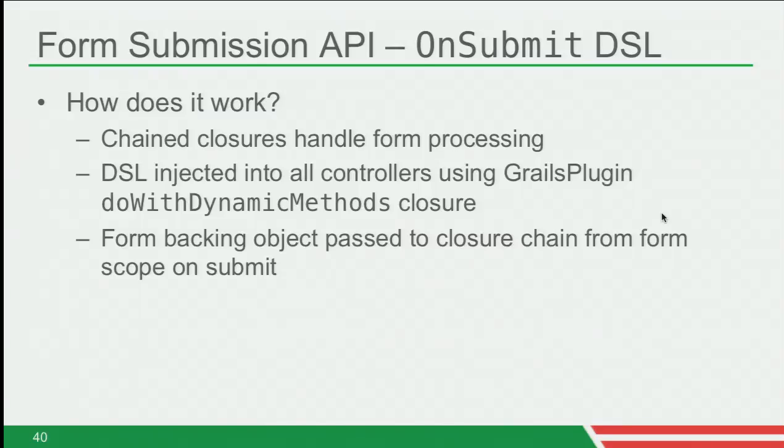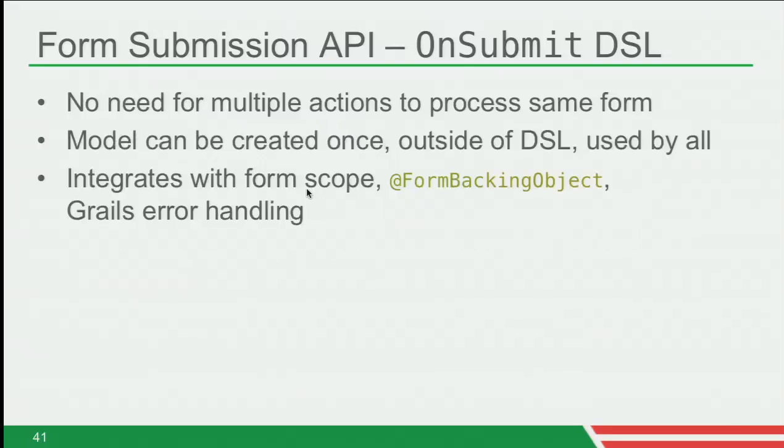So how did we actually put this into our project? Well, as I said, those are just chain closures, and we're injecting the DSL, again, using the Grails hooks to enhance the controllers by putting that DSL into it using the doWithDynamicMethods closure in the Grails plugin API. And via filters, we handle all of the pre-processing per request to determine what state of the DSL needs to be executed, and then we pass the form backing object that I spoke about earlier into it.